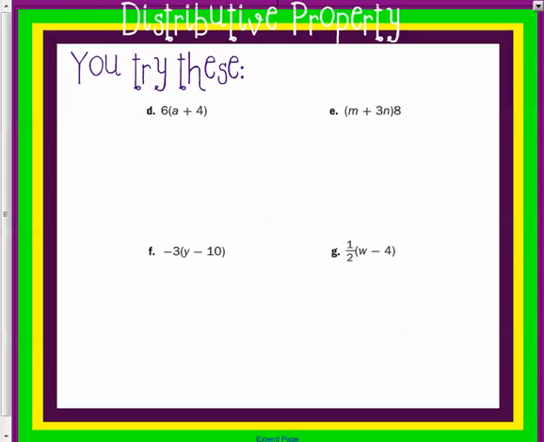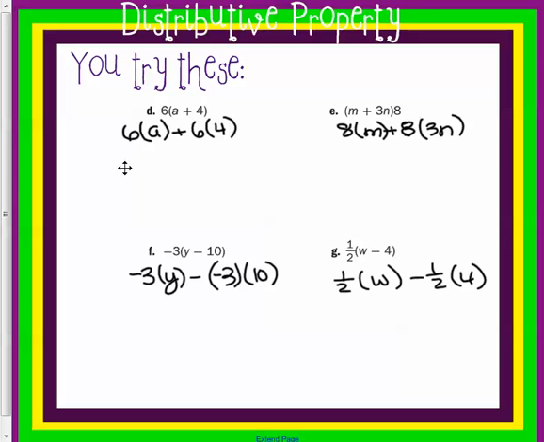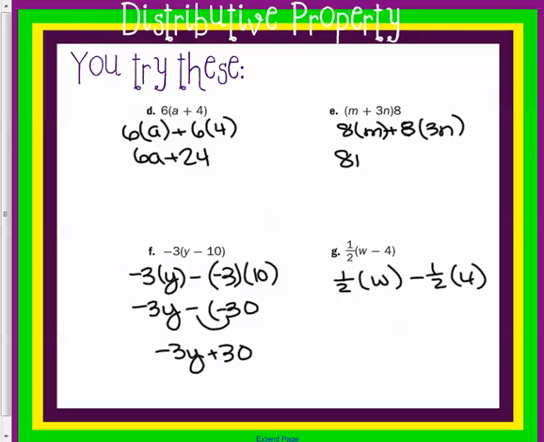Okay, so here is the first step for each problem. So here, when you combine these, you get 6a plus 24. Down here, you get -3y minus -30, and this is a not, so it's -3y plus 30. Over here, you get 8m plus 24n. Down here, you get 1/2 w minus 2, because when you simplify, 2 goes into 4 twice, and it goes into itself once.